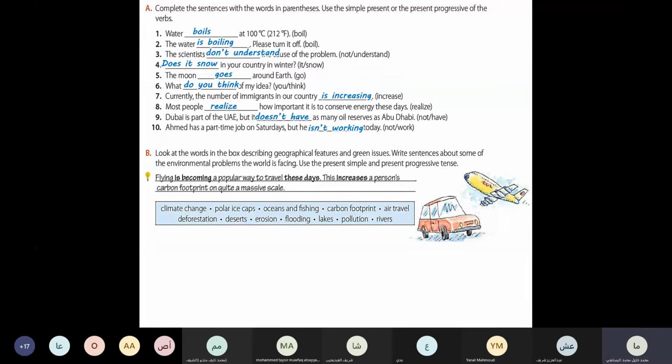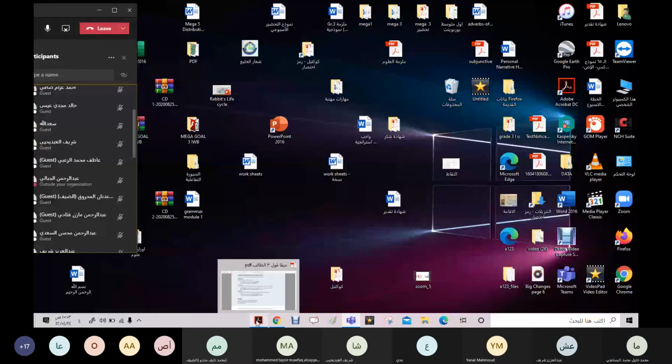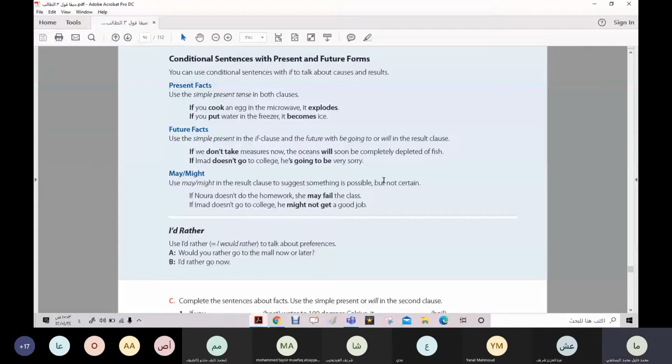Okay. Try to take a screenshot. Now look at your box on page 93, please. Here we have the conditional sentences with the present and the future forms. All of you know that conditional sentences talk about what? The future.